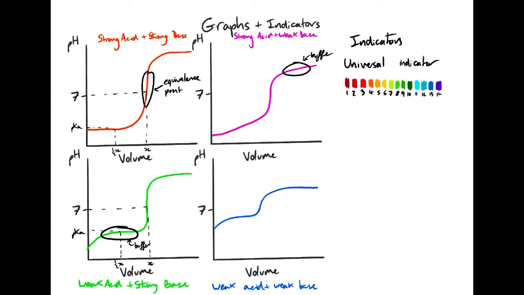Okay, indicators. Universal indicator, we all know. We don't really need to know that one so much at A-level, but we need to know what it's made up of. And obviously there's lots of different colours, so there's lots of different things that it consists of.